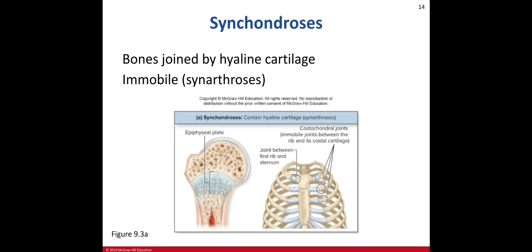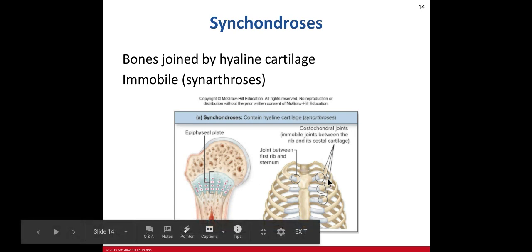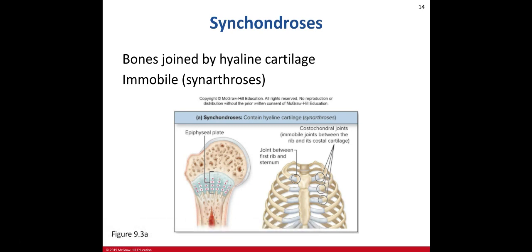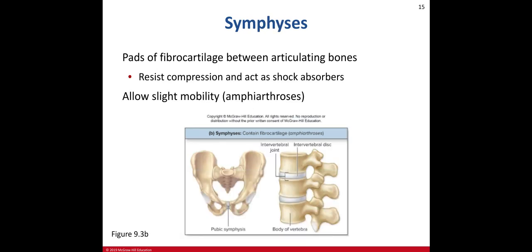We can also see here at your ribs, you'll have this intercostal cartilage. That's the cartilage that's between it and the sternum, and that is another type of synchondroses joint. So again, immovable or very slightly movable. The symphysis, that's the pad of fibrocartilage that is between the bones, like in your pelvis, or in the vertebrae in between them. So that's very slightly movable.